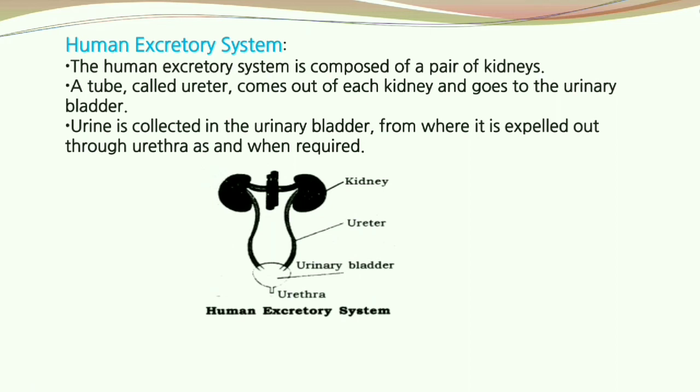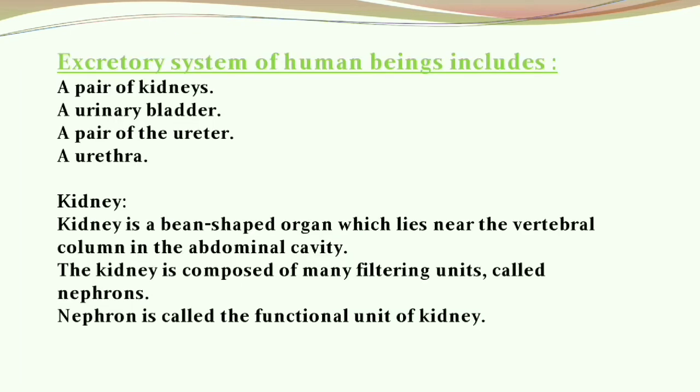The human excretory system is composed of a pair of kidneys. A tube called ureter comes out of each kidney and goes to the urinary bladder. Urine is collected in the urinary bladder from which it is expelled through the urethra as and when required. So, as I have already said, the human excretory system consists of a pair of kidneys, urinary bladder, a pair of ureters and a urethra.